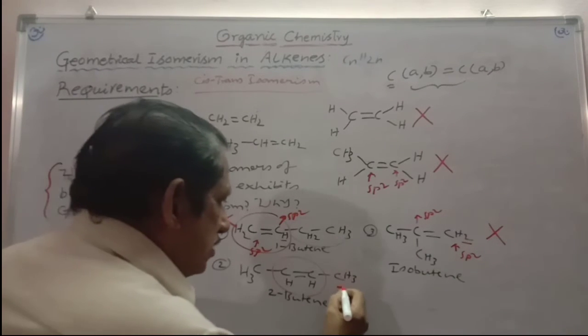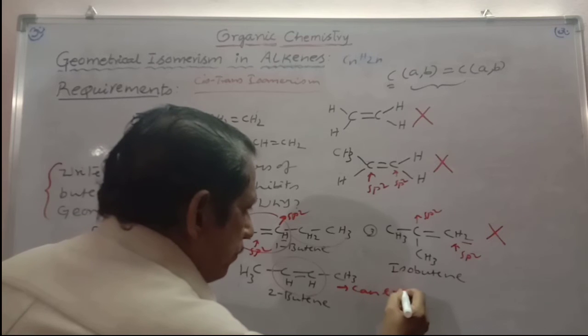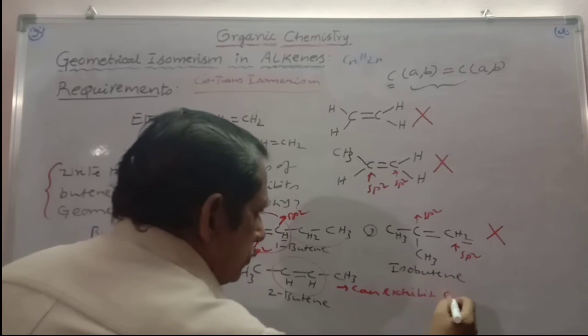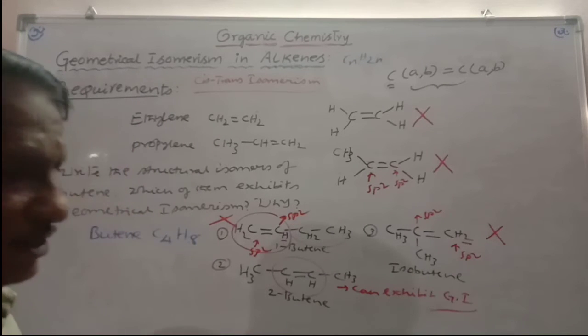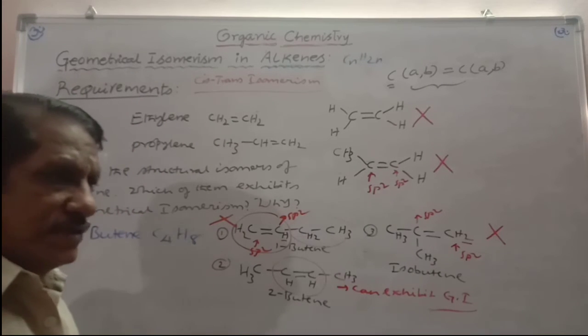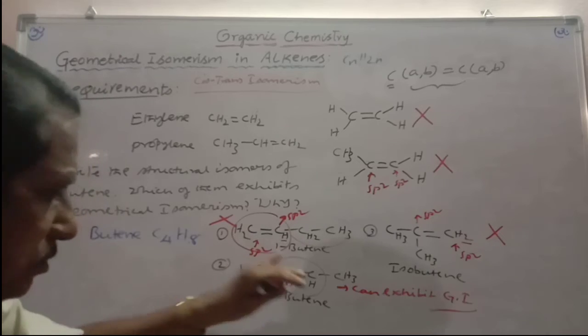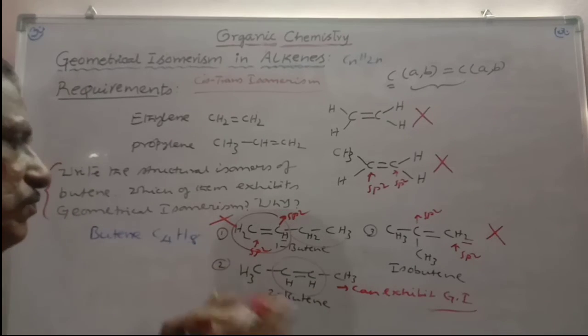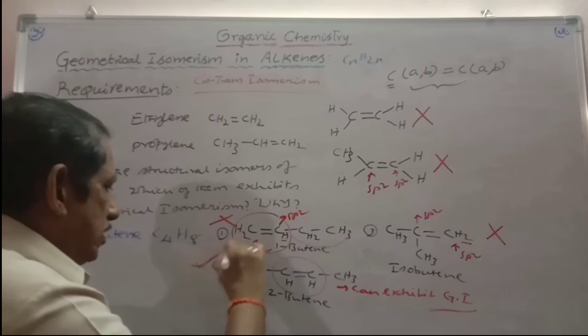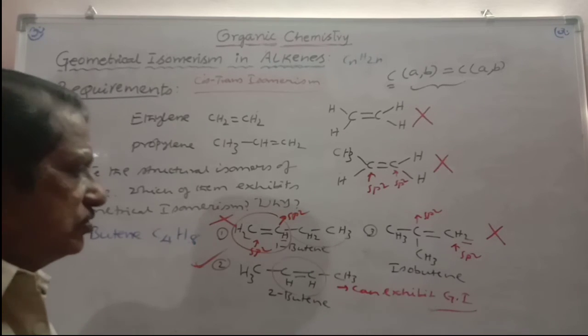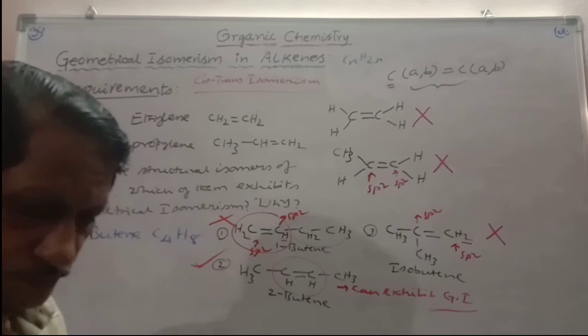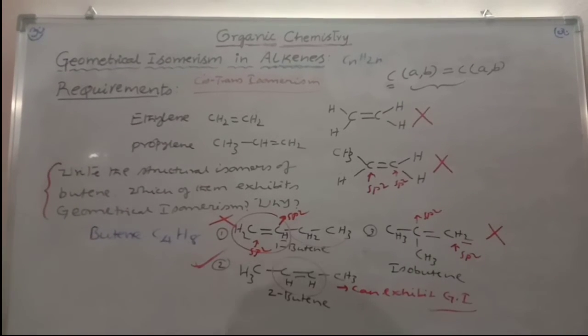And so this can exhibit geometrical isomerism. Why? Whatever conditions are laid down for the compound to exhibit geometrical isomerism, those conditions are completely fulfilled, and that is why 2-butene exhibits geometrical isomerism. Then write the isomers. Please note it.